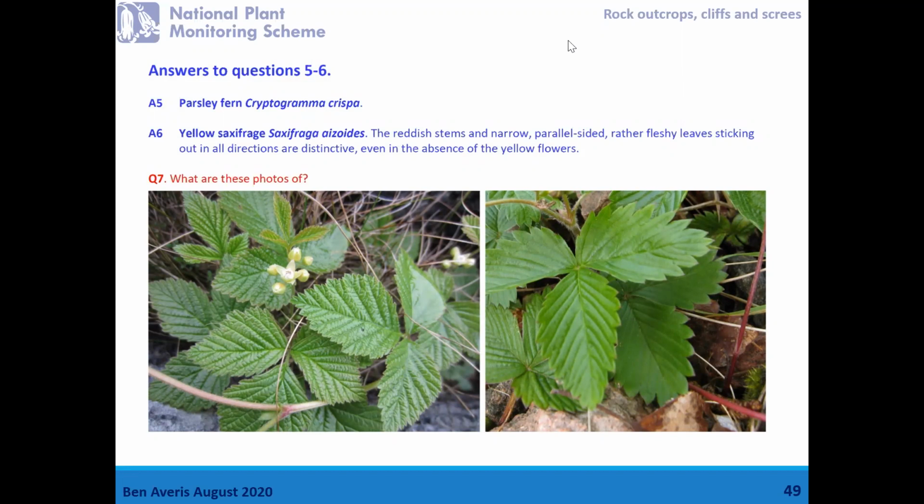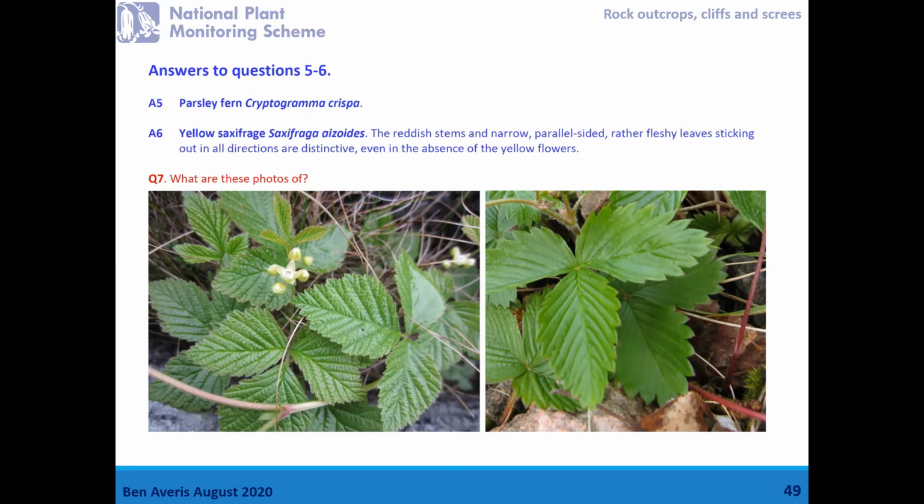Yeah, there's two pictures, so two different species, so multiple options. It's quite a tricky one, this one, because the leaves are fairly similar to a lot of other things. So yeah, you might want to give us the answers then, Ben.